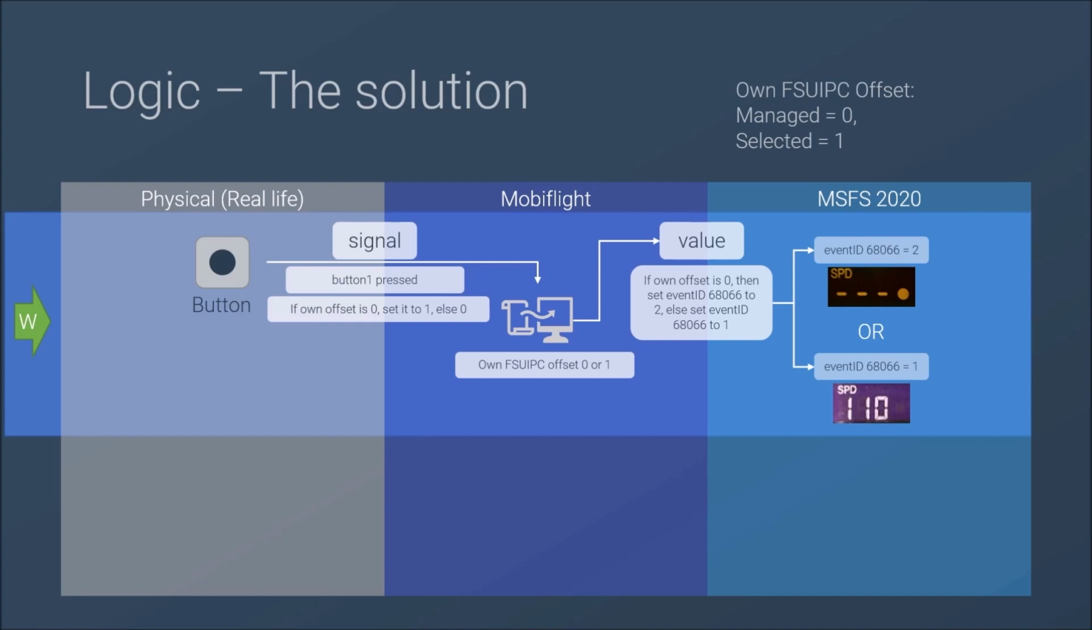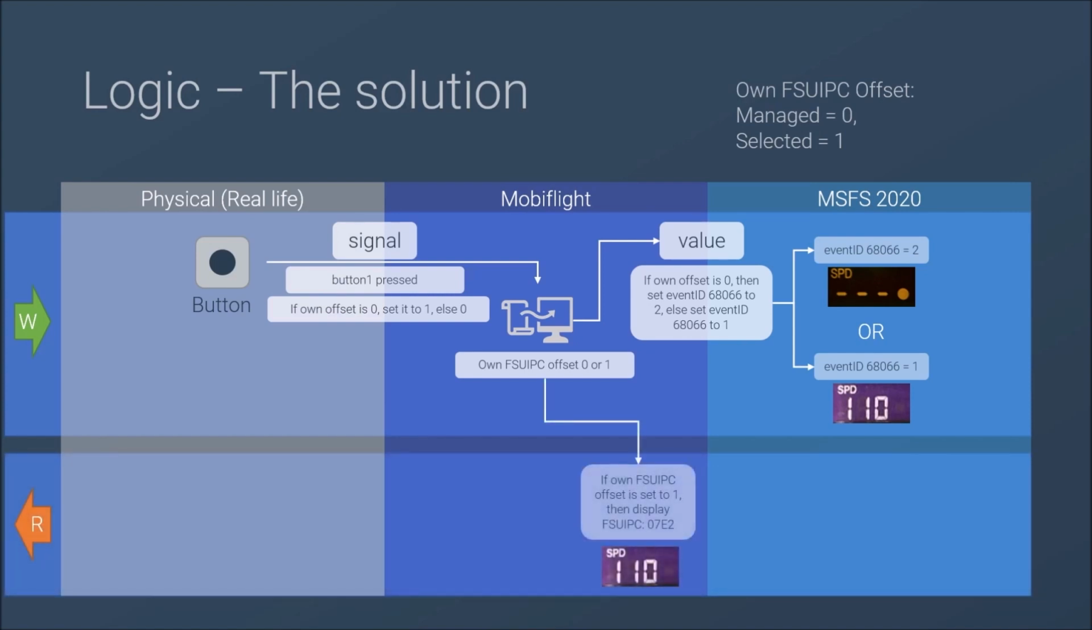So because we cannot read from the simulator, we can read from MobiFlight. That's why we use our own FSUIPC offset. Whenever our own FSUIPC offset is set to 1, meaning whenever we are in selected mode, then display the FSUIPC offset 07E2, which correlates to the autopilot value.